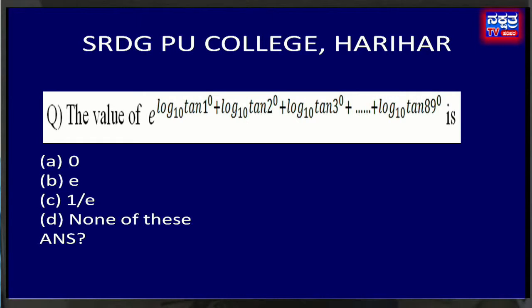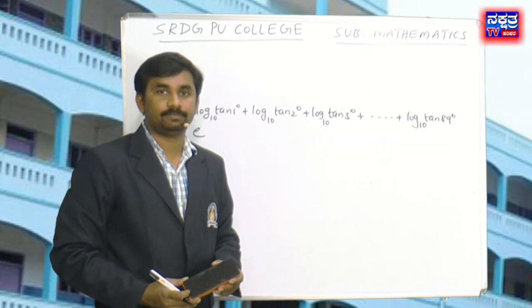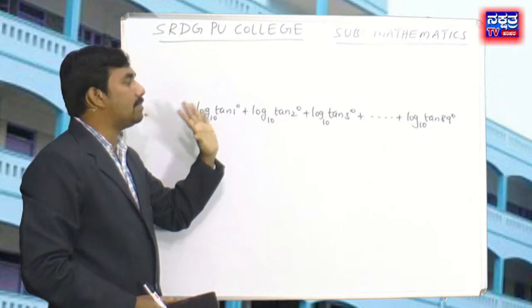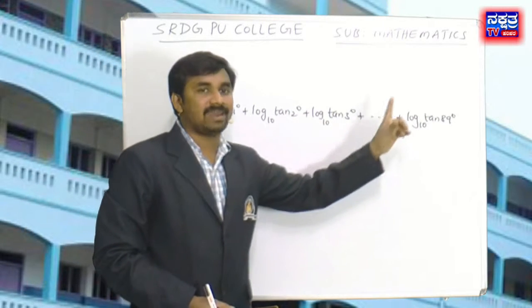The value of e power log of tan 1 degree base 10 plus log tan 2 degree base 10 plus log tan 3 degree base 10 plus so on plus log tan 89 degree base 10 is: option A, 0. Option B, e. Option C, 1 by e. Option D, none of these. Watch the board. The given question is e power log tan 1 degree base 10 plus log tan 2 degree base 10 plus log tan 3 degree base 10, so on up to log tan 89 degree base 10.